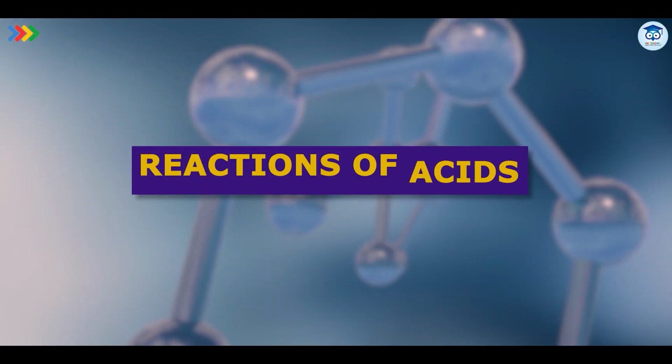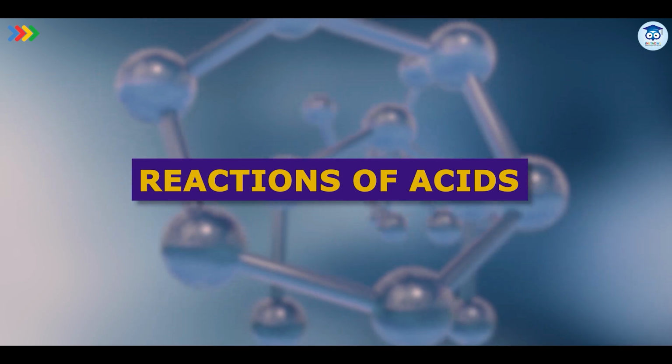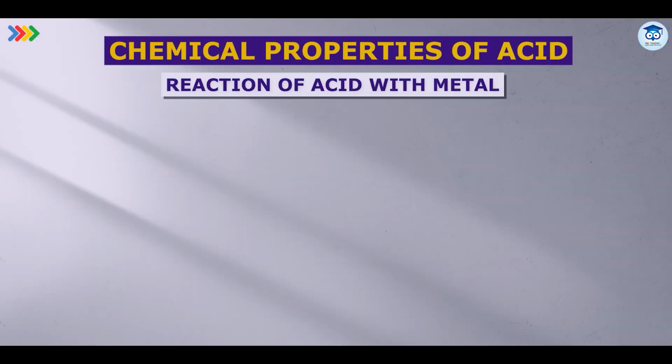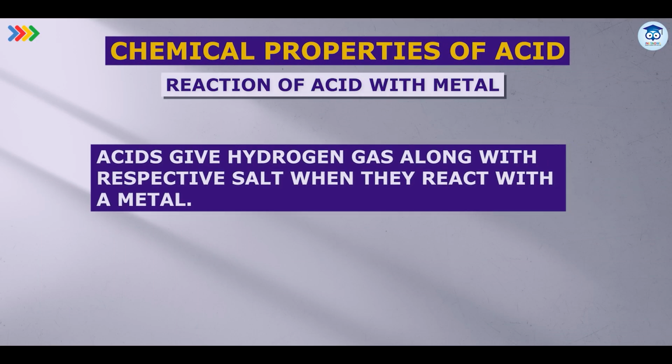Now let's move to the next category of the chapter, where we will be discussing reactions of acids. So to understand reactions of acids, we will be understanding their chemical properties. So let's talk about chemical properties of acids. The first one is the reaction of acids with metal.